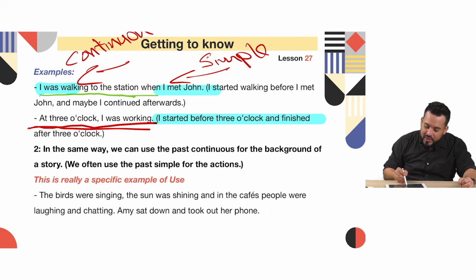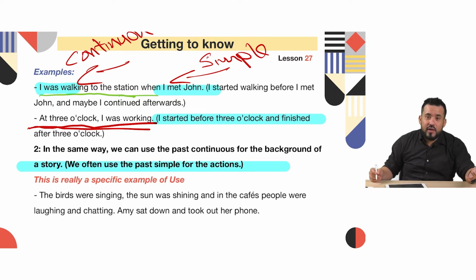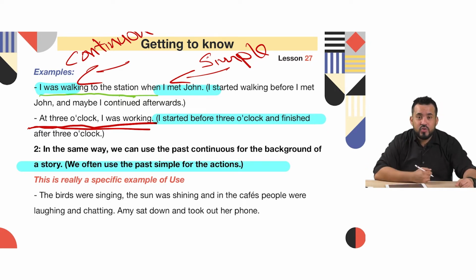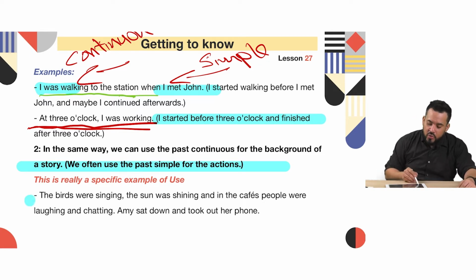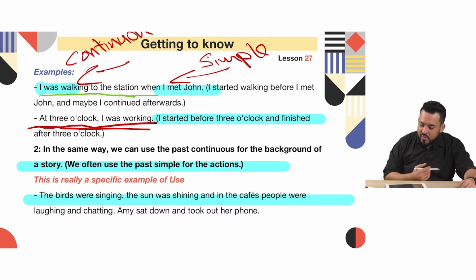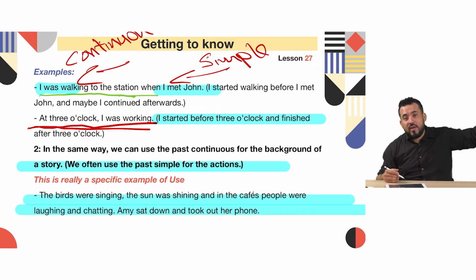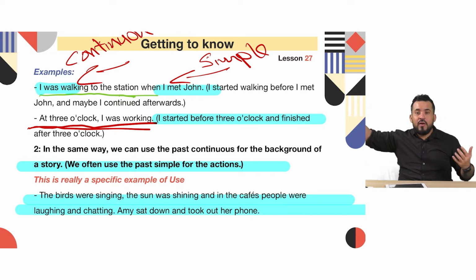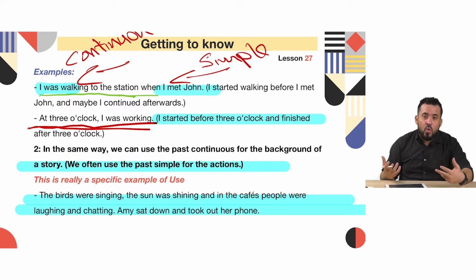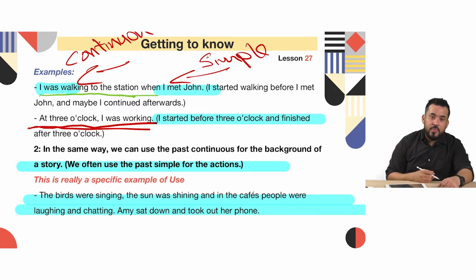The same way, we can use the past continuous for the background of a story. Normally, if we're telling a story, we tend to start that story using the past continuous. For example, the birds were singing, the sun was shining, and the cafe people were laughing and chatting. Or you can say, I was walking in the woods when I saw a lion. Normally, when you start a story, you start by using the past continuous form.